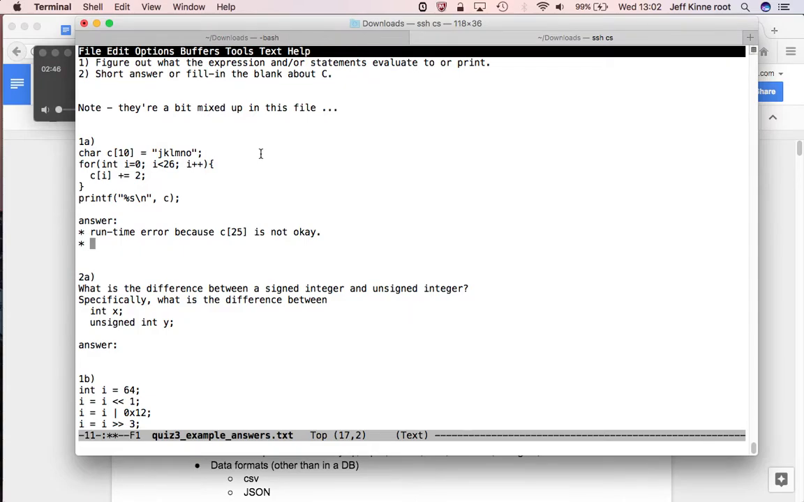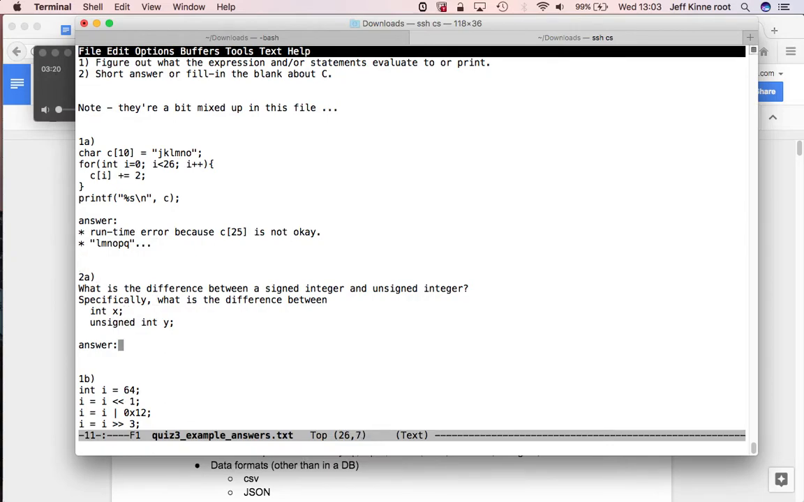Alright, besides that, this is increasing by 2 each of the characters. So J would turn into L, K would turn, they're in order here, J, K, L, M, N, O. So J turns into L, K turns into M, L turns into N, M turns into O, and then N turns into P, Q. So it would be something like that. That is that one.